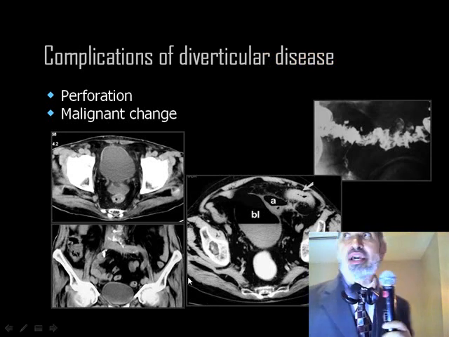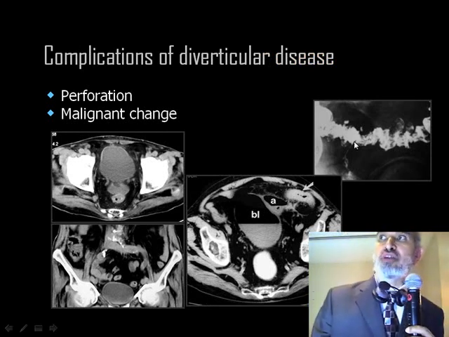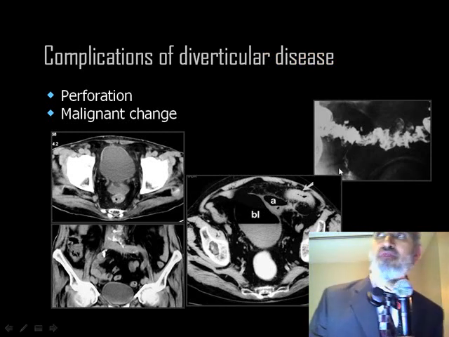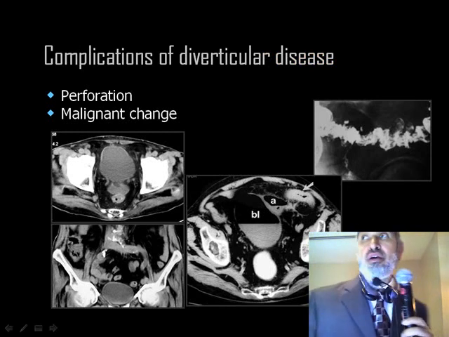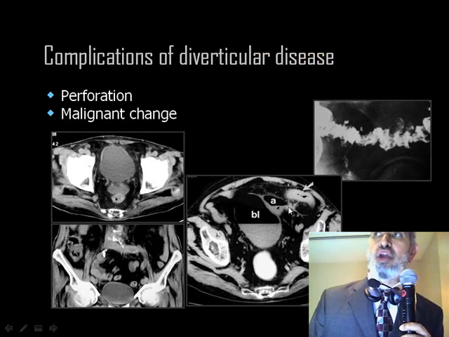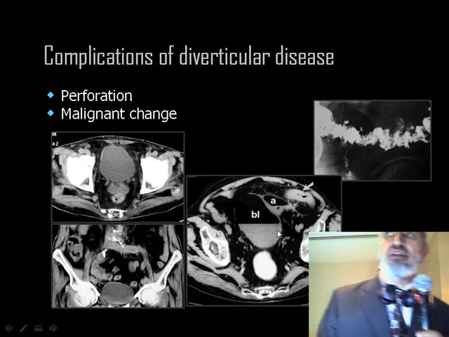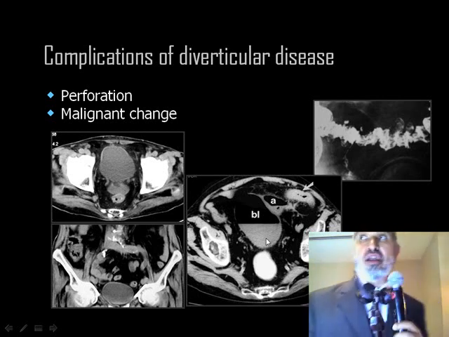Diverticuli have many complications, especially perforation and malignant change. Once the diverticulum is ruptured, it may perforate into the peritoneum or may perforate into the adjacent organ. And very commonly, a diverticulum may perforate into the peritoneum, leading to a small pericolic abscess, and this abscess may perforate into the urinary bladder, resulting in an air fluid level inside the urinary bladder.